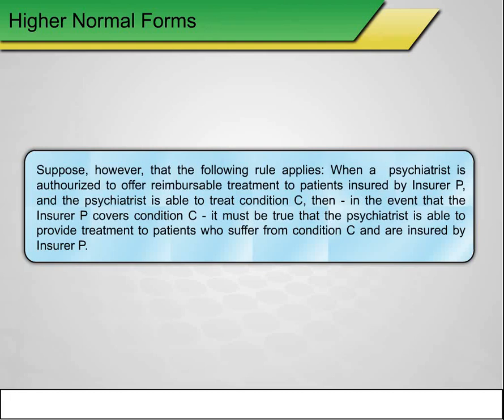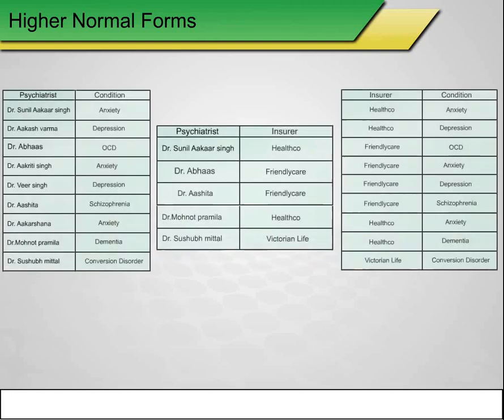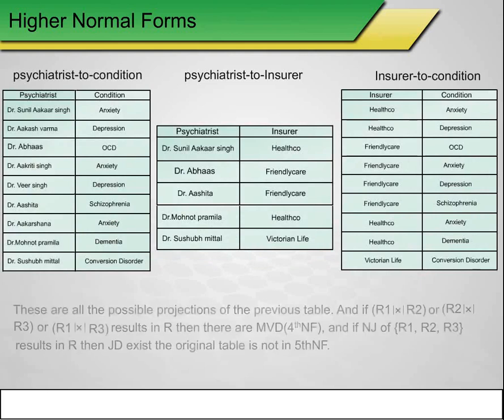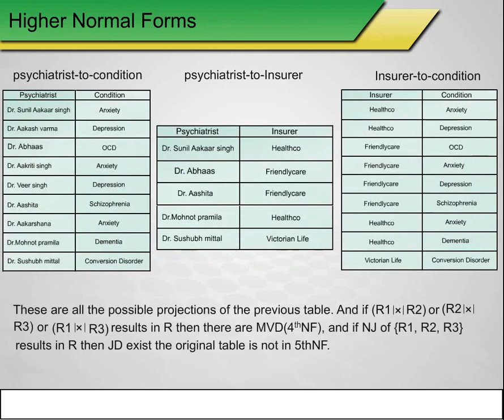Sometimes it is impossible to break the table into two tables. That is when you can use the rules of 5NF to normalize. Generally, a table in 4NF is always in 5NF, but sometimes real-world constraints will cause the relation to not comply with 5NF. Example: psychiatrist to insurer to condition.